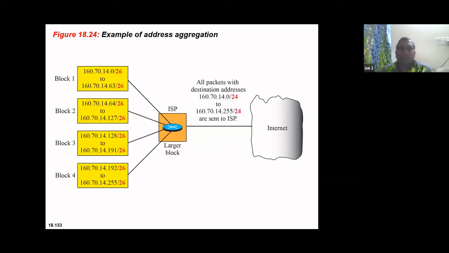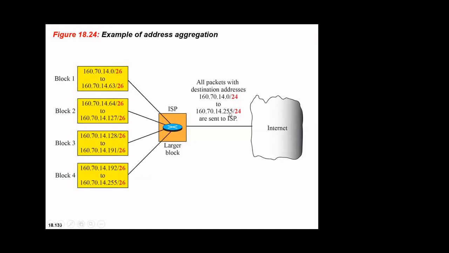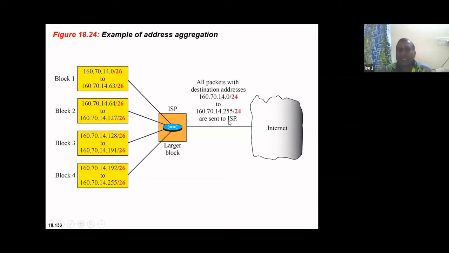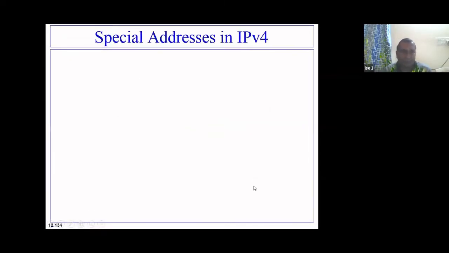And the moment any packet is generated from any of these blocks, it will be aggregated over here, and all the packets with destination addresses from 160.70.14.0 to 160.70.14.255 will form a single larger block, and with a single address it will go to the internet. This is what happens.